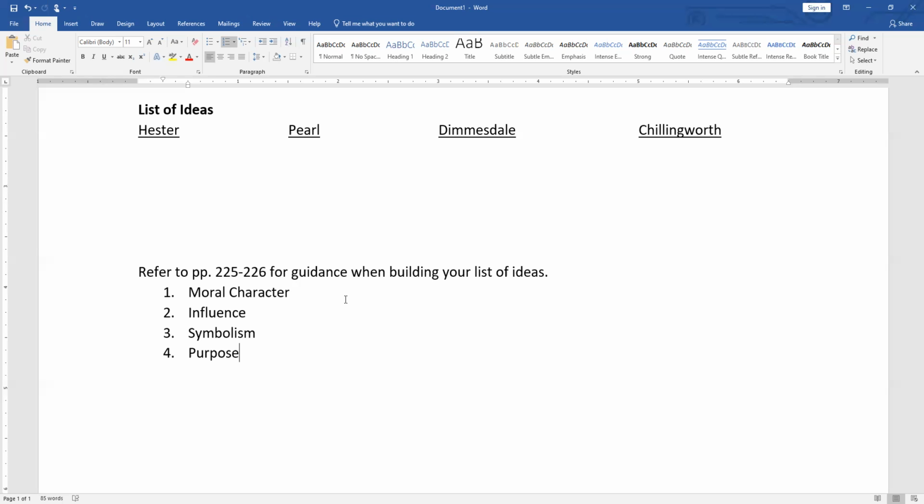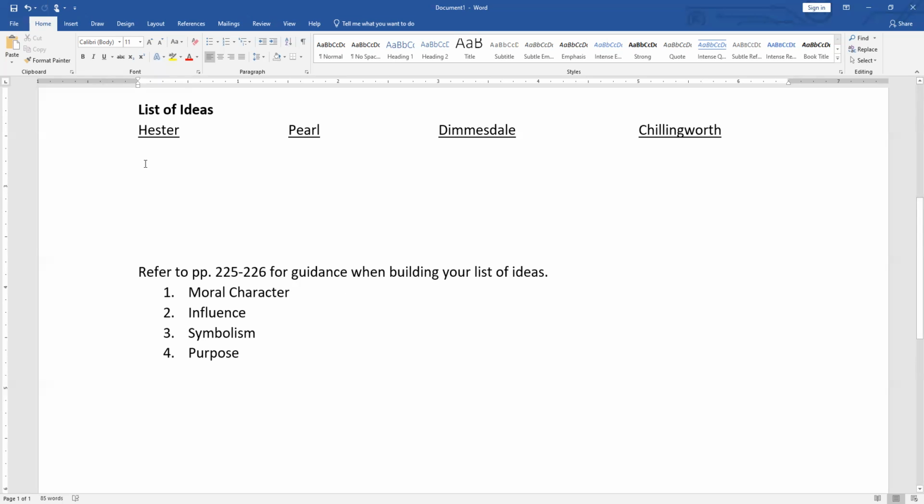The last one is purpose. What is this character's main purpose in life? Why did the author include this character? Why is this character central to the story? What meaning does he add to the story? So thinking about those may help focus you as you're building your list of ideas, like what kind of ideas you might want to include.